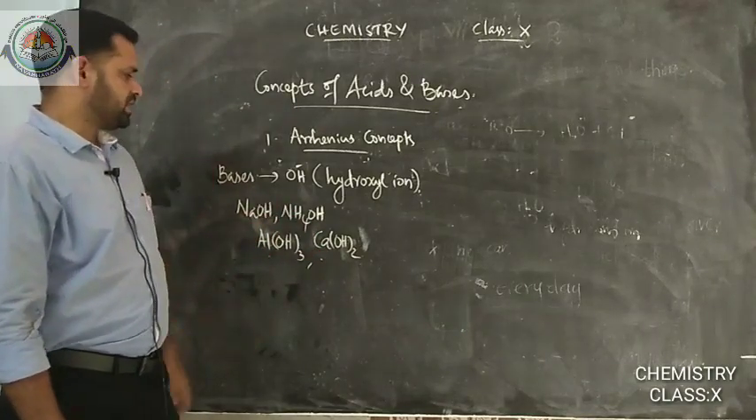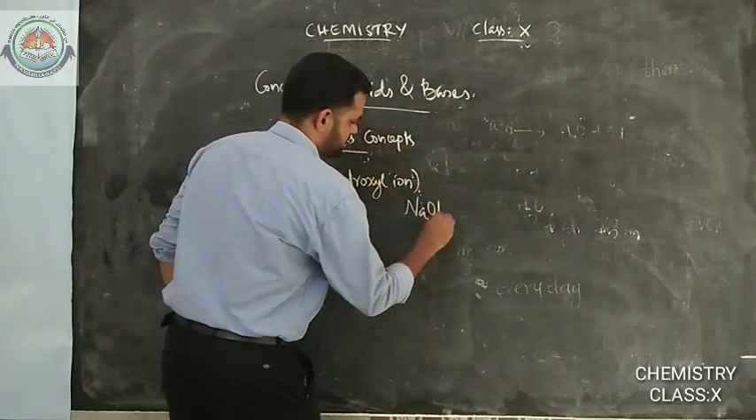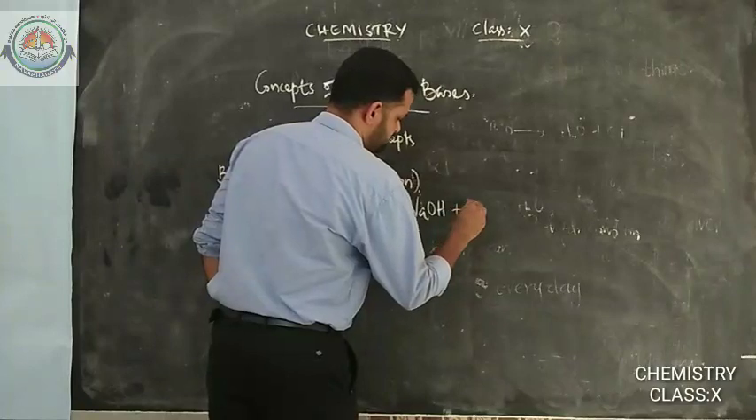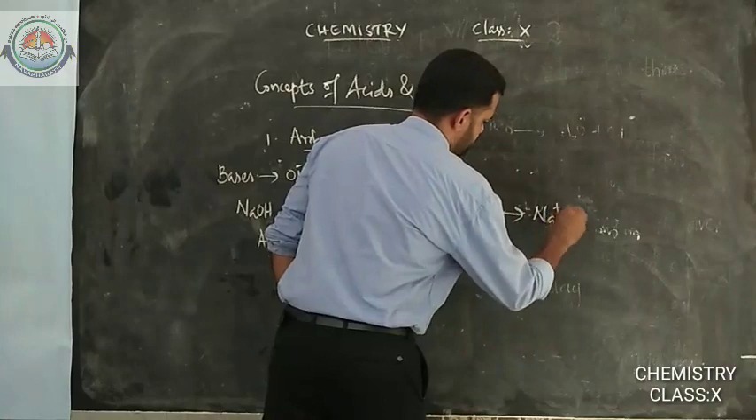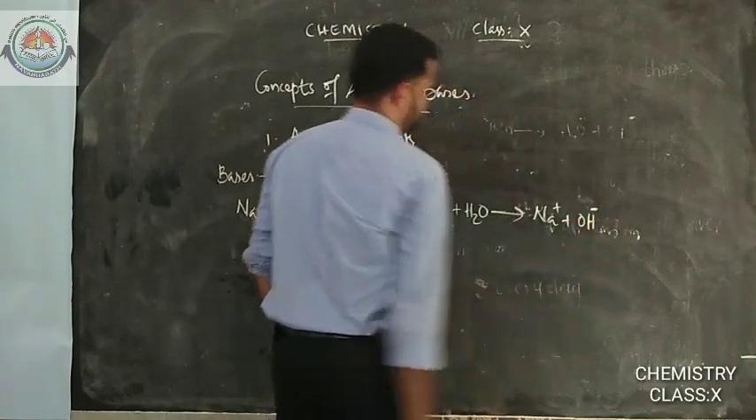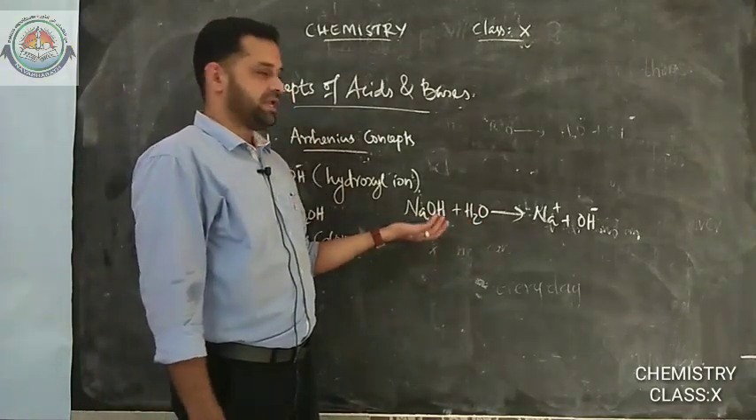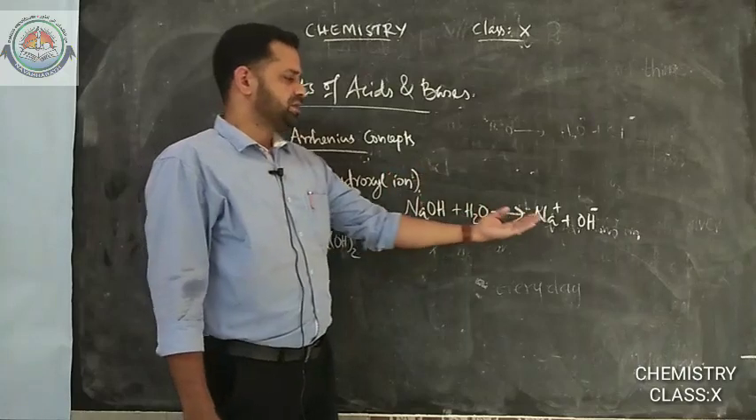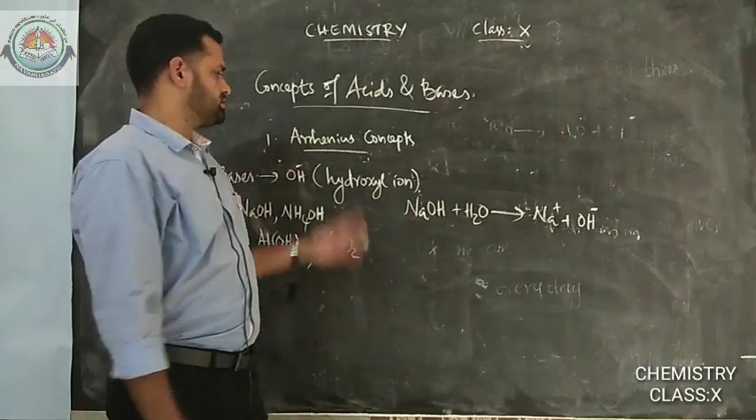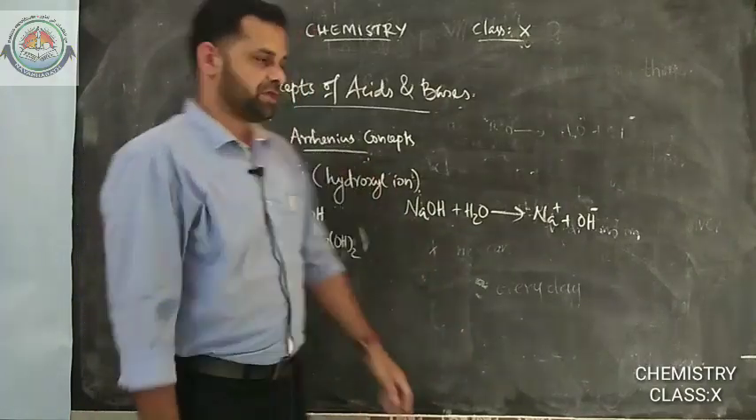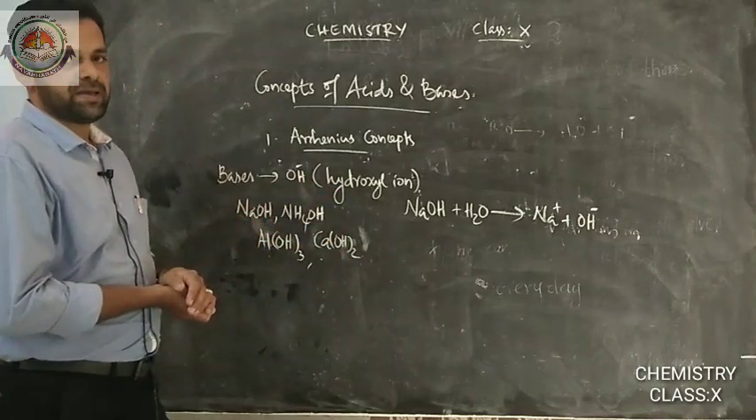All these are examples for bases, and for example, we take sodium hydroxide. When it reacts with water, it gives Na plus and OH minus ions. This splitting is happening in presence of water. So, when a base reacts with water, it produces OH minus ion. They are called bases as per the concept of Arrhenius. Okay. So, these are the Arrhenius concept of acids and bases.